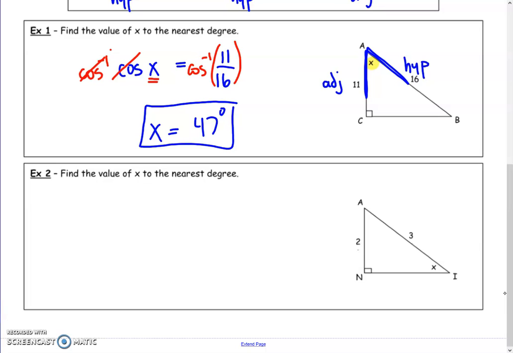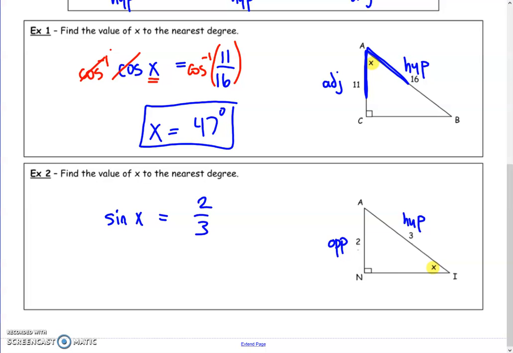Find the value of x to the nearest degree. So look at where the x is. Look at what two sides we have. So across is opposite. Opposite is 2. And the hypotenuse is 3. Opposite hypotenuse. If you look up above, that's sine. So my equation is sine of x equals 2 over 3.